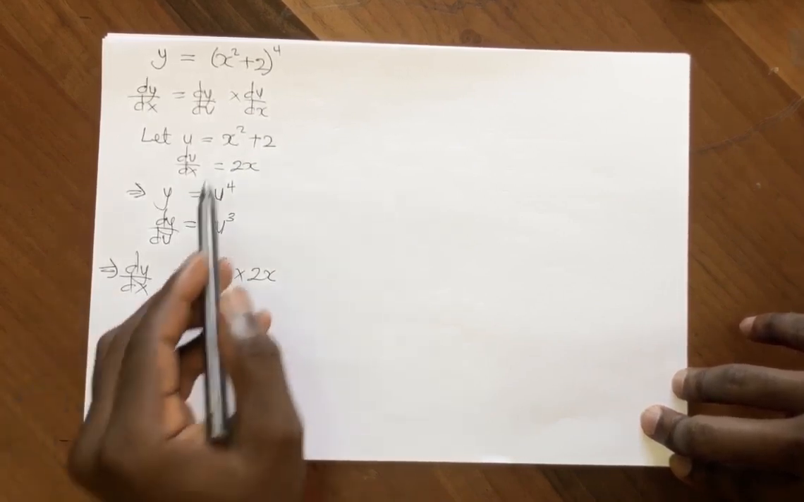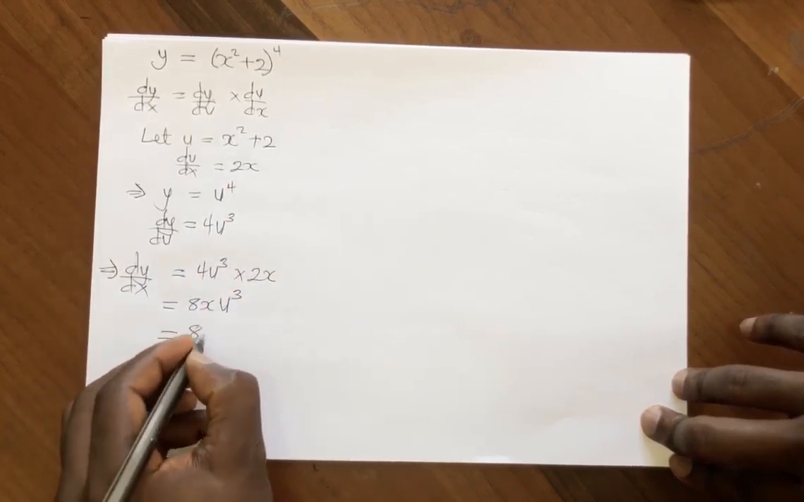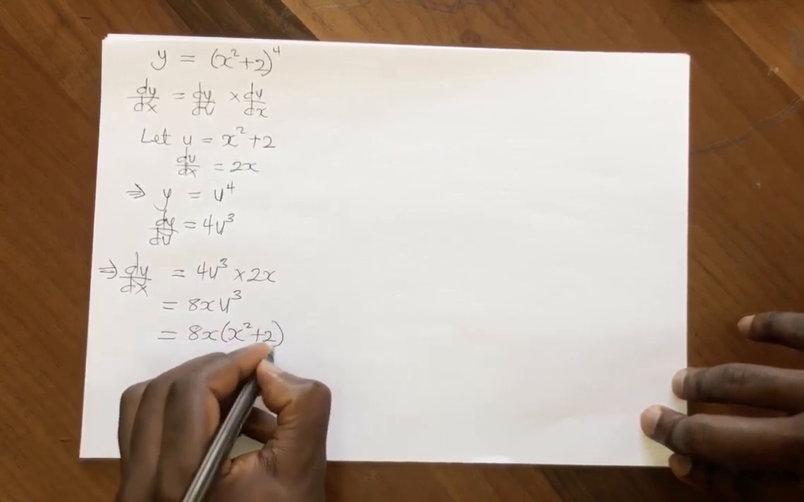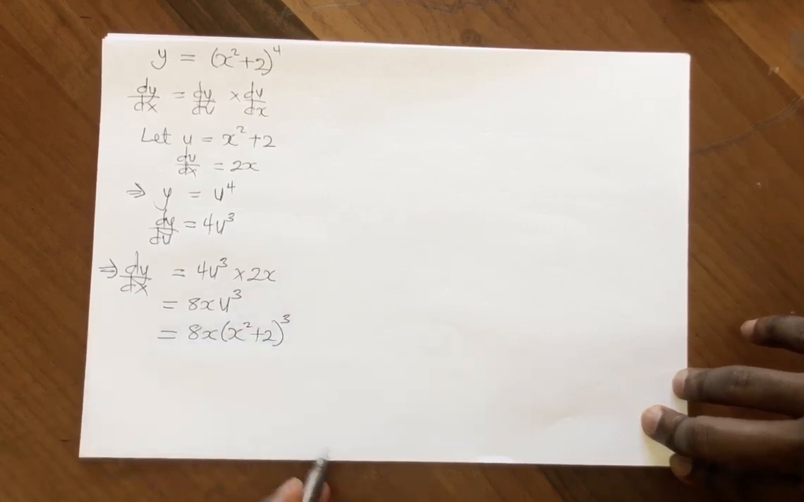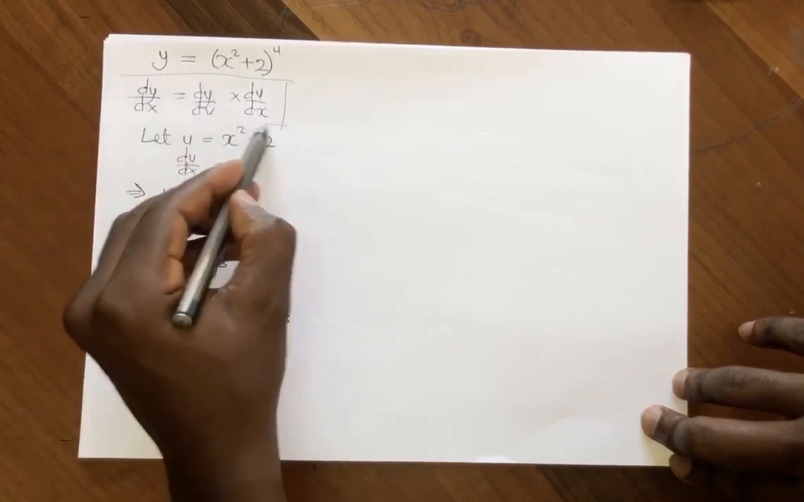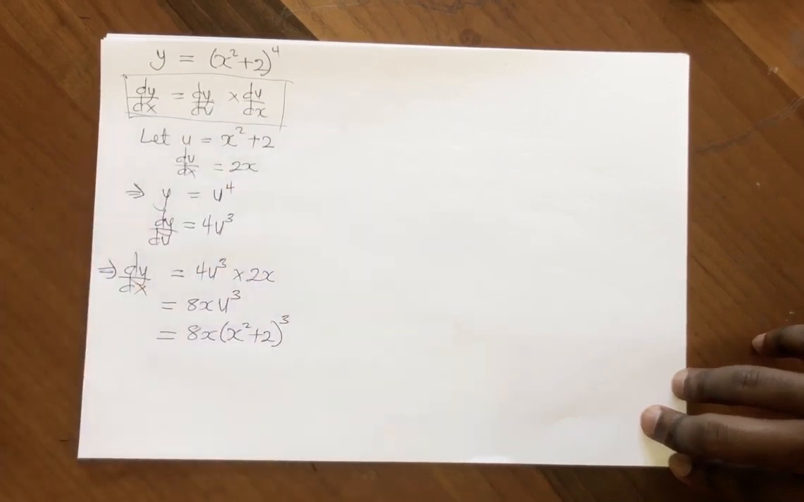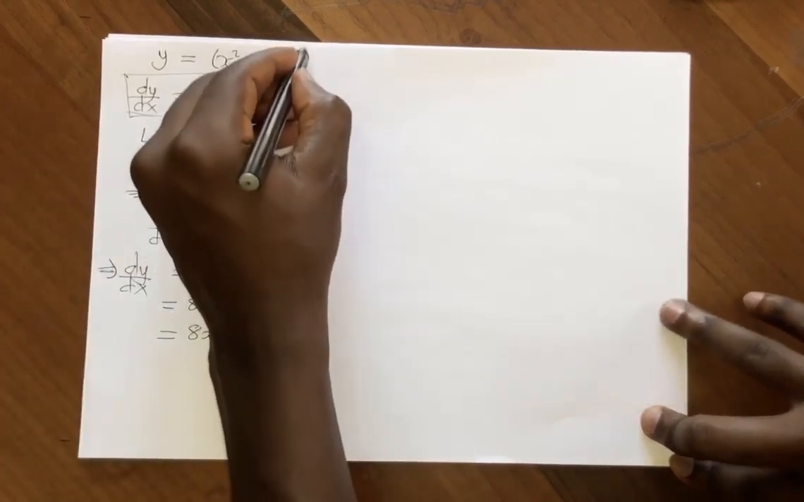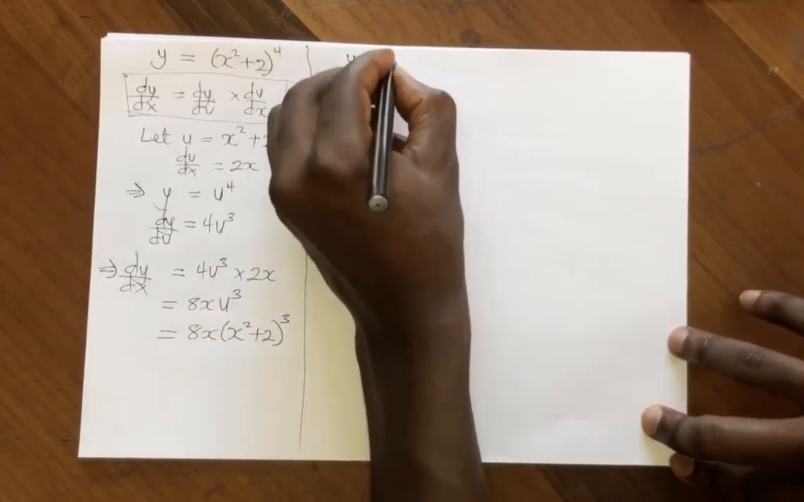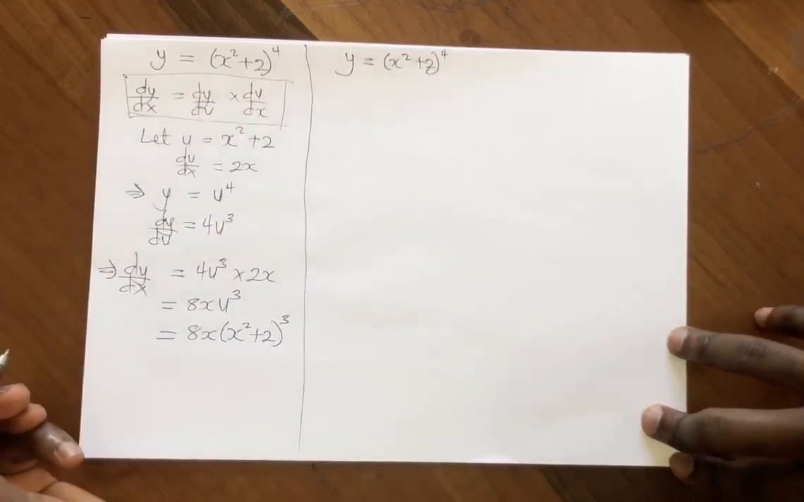But what is u? u is x squared plus 2. So 8x into bracket x squared plus 2 all raised to the power 3, okay? So this is the method of chain rule using this formula. But there's another way whereby you don't need to quote this formula. What is that method? So same question, okay? Listen carefully to this approach.